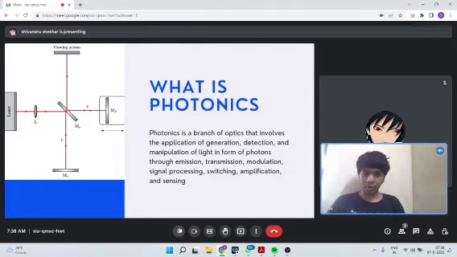So, what is photonics? Photonics is essentially a branch of optics wherein you are studying more about the application of all phenomena such as detection, generation, and manipulation of light in the form of photons through phenomena like emission, transmission, modulation, amplification. Basically, photonics is a basket which covers everything which involves a manipulation of light in some form to the other and using that light's energy for other purposes.